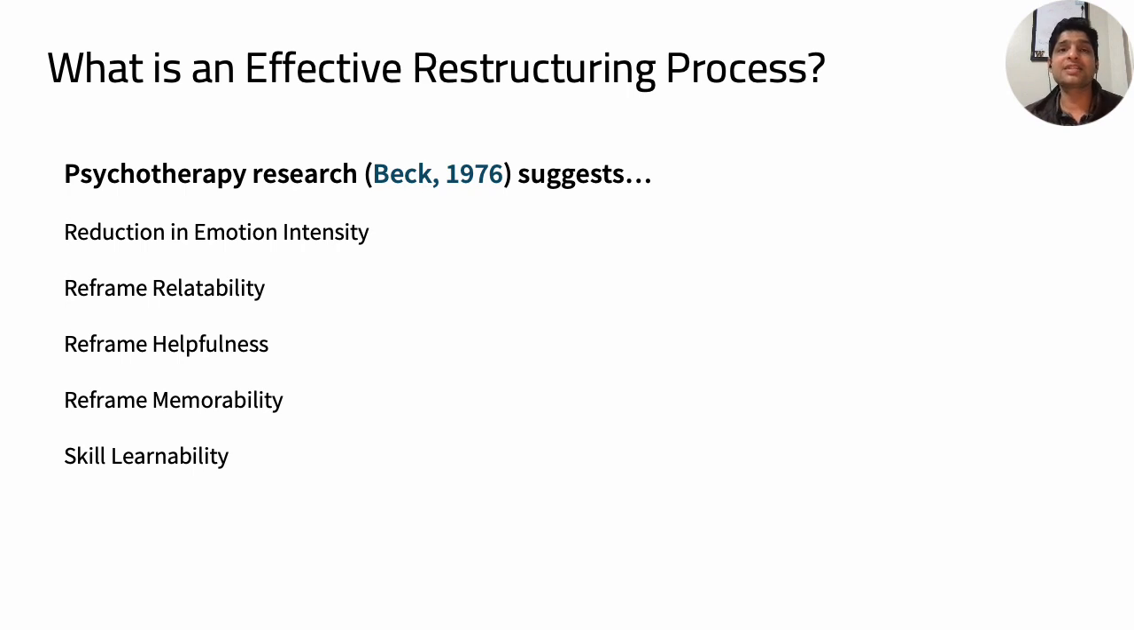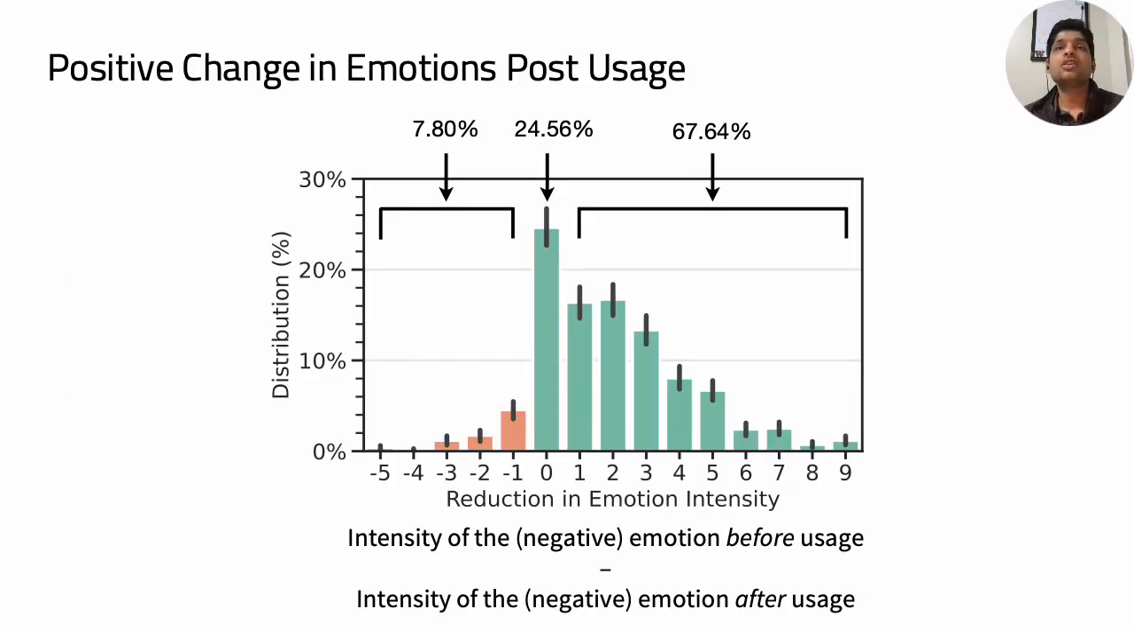So how do we know if the system is effective? Psychotherapy research in CBT has suggested that for a reframing and restructuring process to be effective, it must help people in reducing the emotional intensity. The reframe must be relatable to the individual, be helpful in overcoming the negative thought, and be memorable enough to be accessible if you have the same thought the next time. And finally, this process should also help us learn the skill of cognitive restructuring so you can apply it on your own. So first we look at the overall reduction in the emotion intensity before and after using the tool.